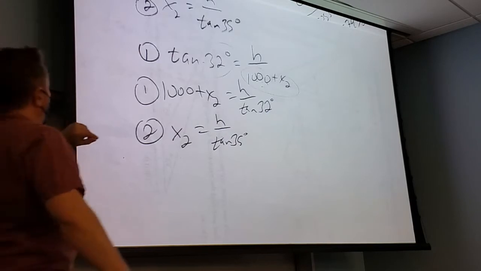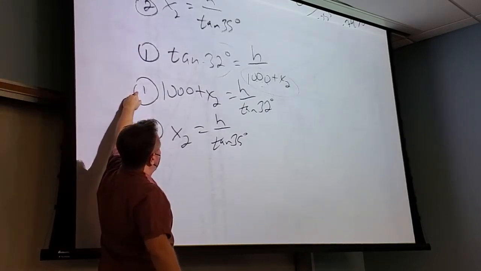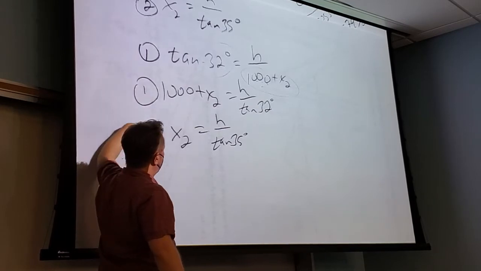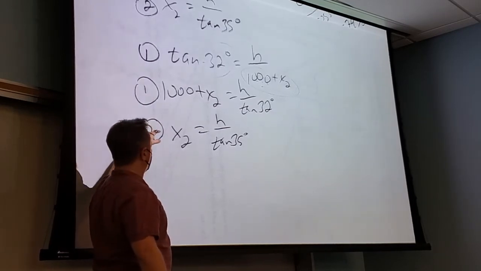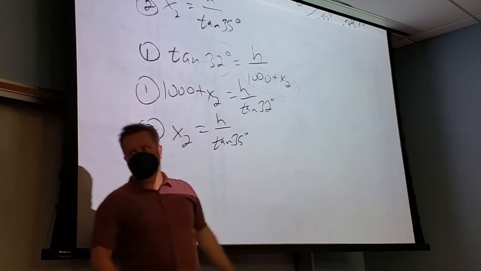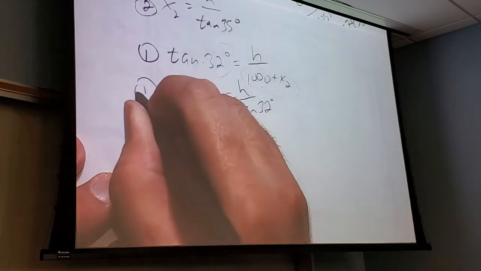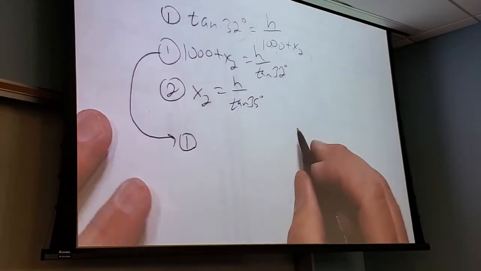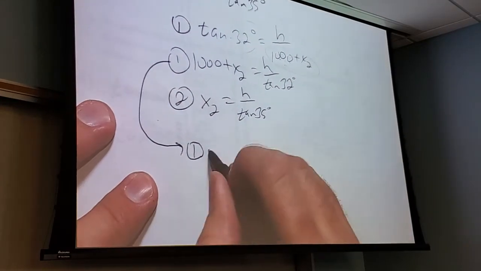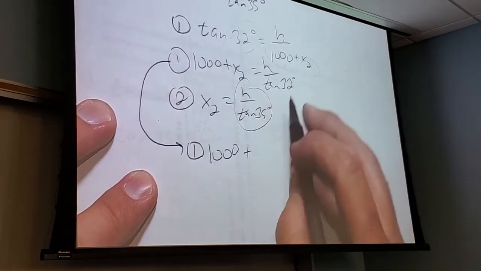So can I rewrite number 1 now? Do I know what x2 is? Yes. What's x2? H over that. So what can I put right there? So it's 1,000 plus x2, which is this.